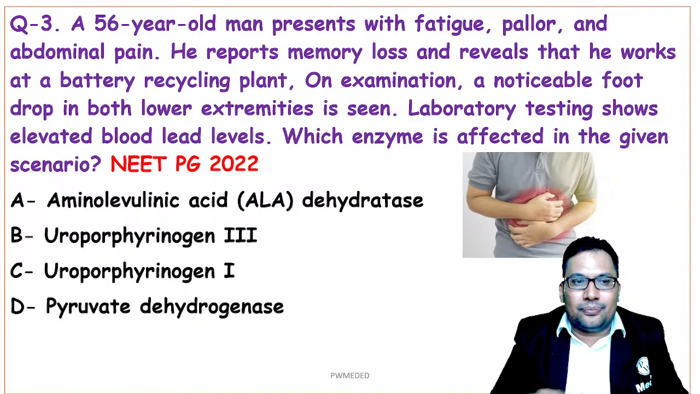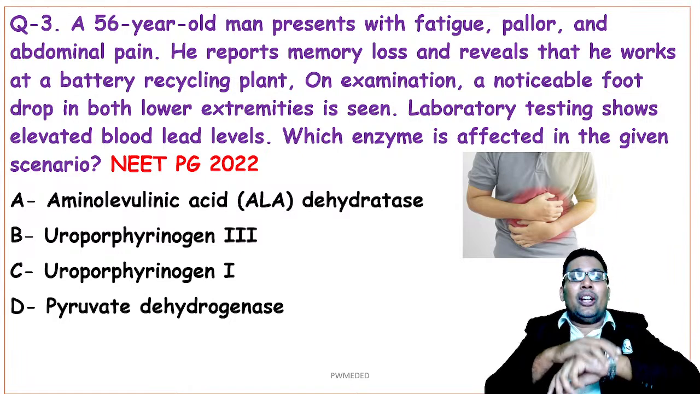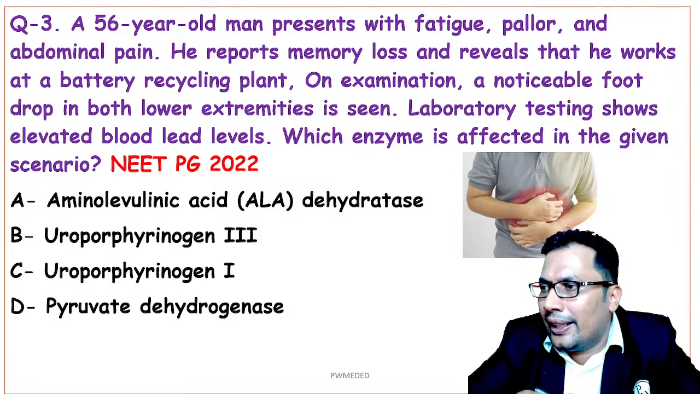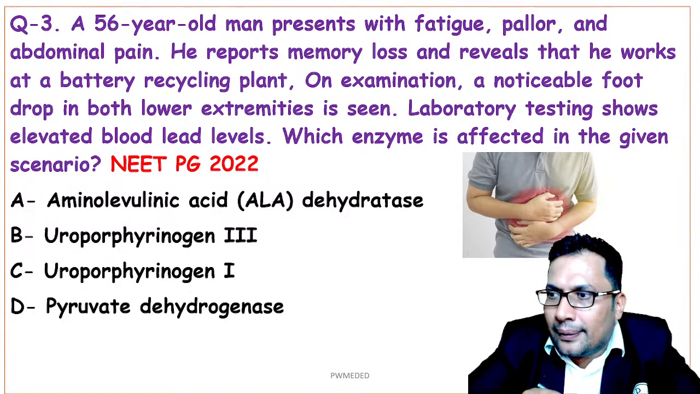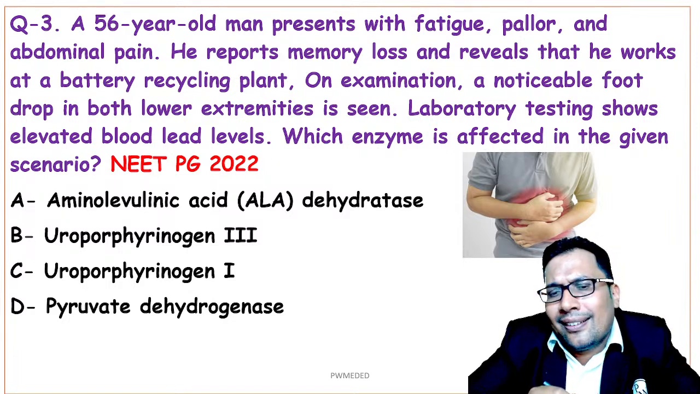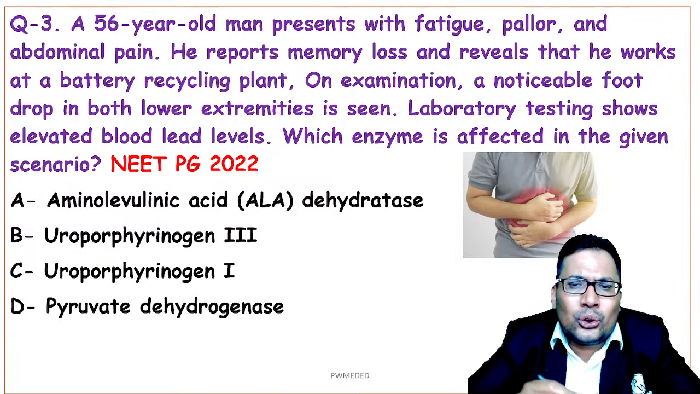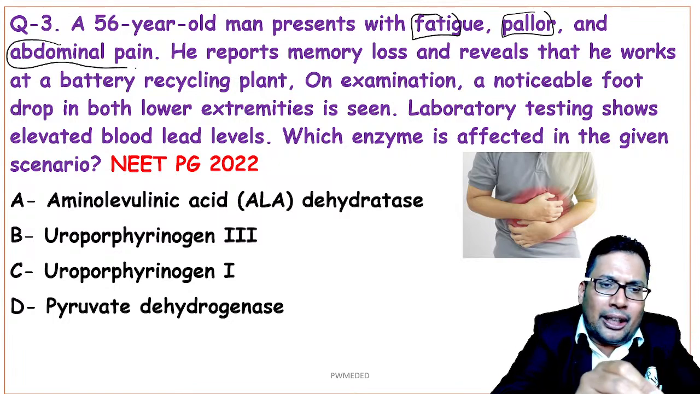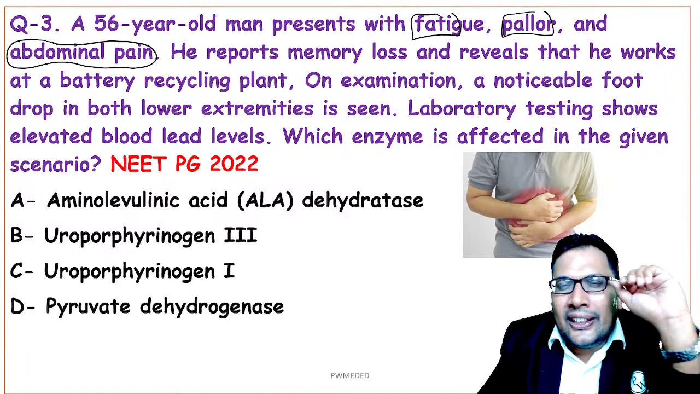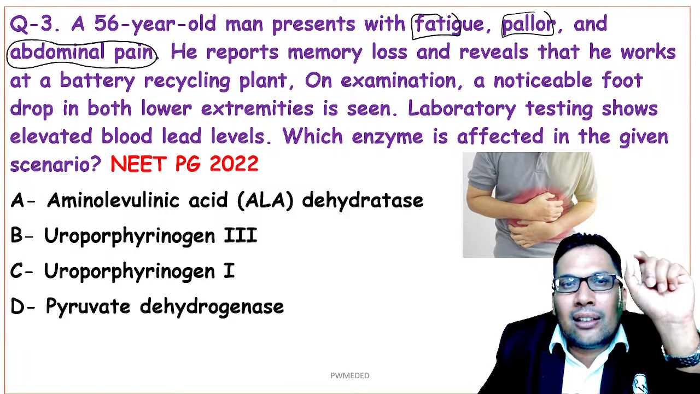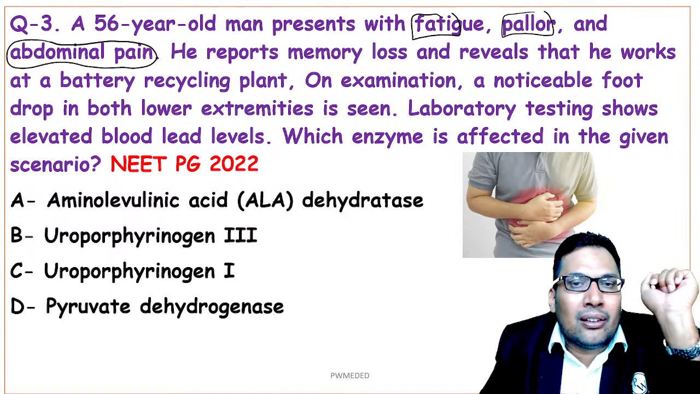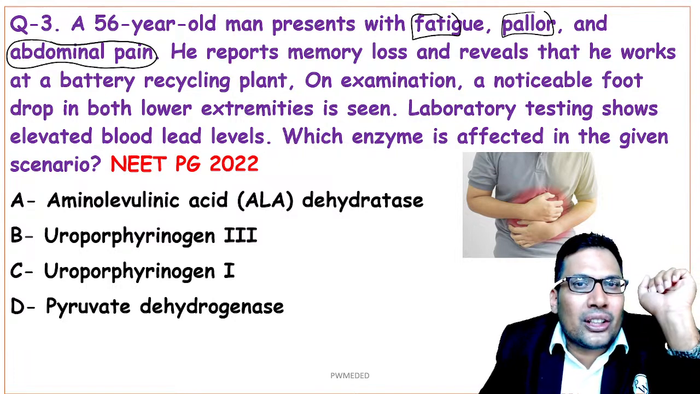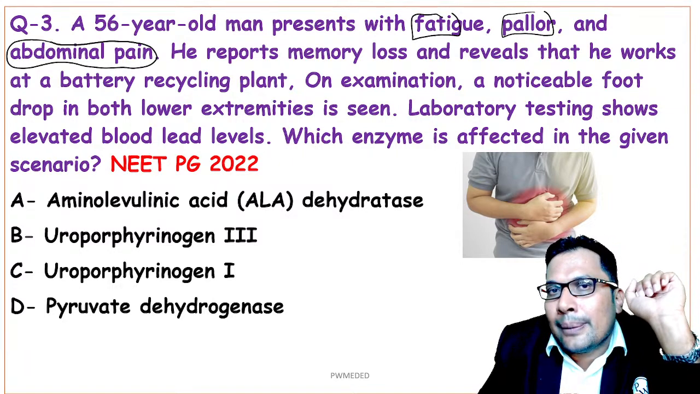Good. Next, question number 3. Now into a very important topic, that is lead poison. A 56-year-old man presents with fatigue, pallor, and abdominal pain. See, in case of lead poison, the commonest clinical finding will be abdominal pain. This can be asked in the exam. The commonest clinical presentation in lead poison is abdominal pain and constipation.